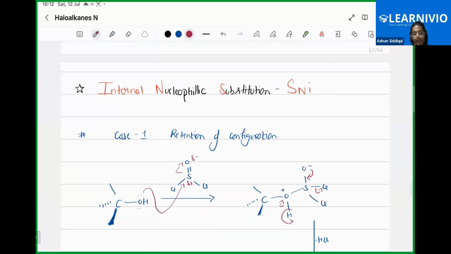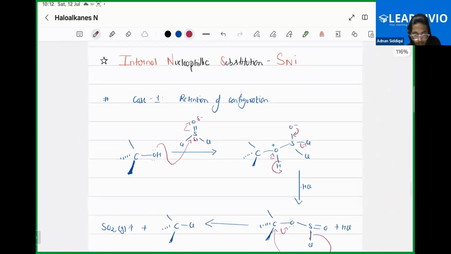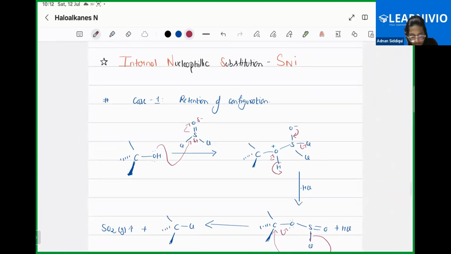Okay, so the next topic is internal nucleophilic substitution. What do we mean by internal nucleophilic substitution? Here, we are not attacking our substrate with an external species. We will attack our substrate with something which is already present inside it. So, for example, case 1, retention of configuration.